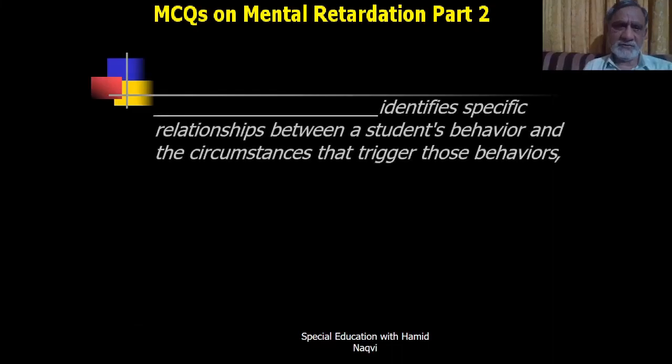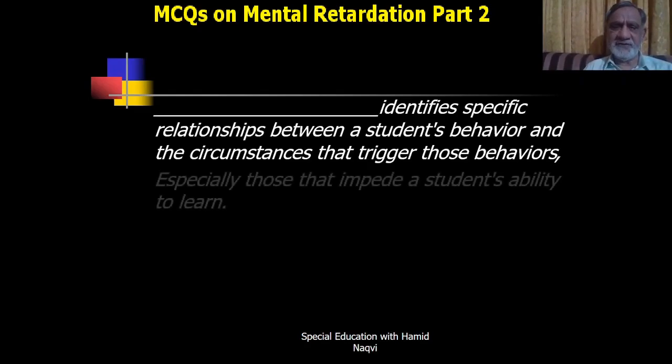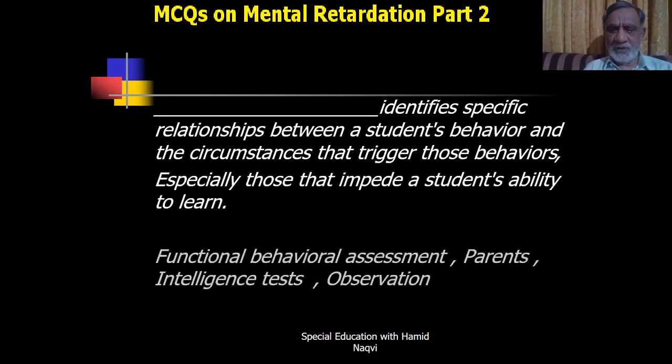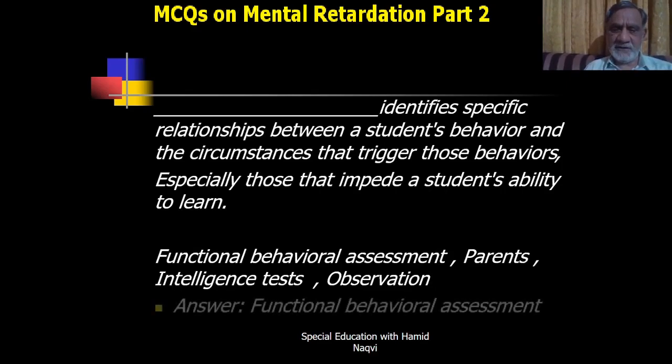Next question. Dash identifies specific relationship between a student's behavior and the circumstances that trigger those behaviors, especially those that impede a child's ability to learn. Functional behavioral assessment, parents, intelligence tests, or observation. Correct answer is functional behavior assessment.